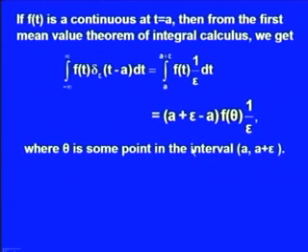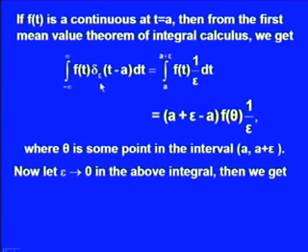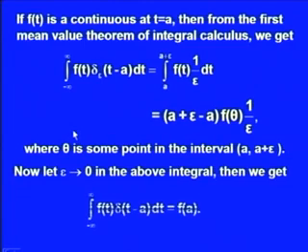Where theta is some point in the interval a to a plus epsilon, and then let epsilon go to 0. When epsilon goes to 0, we shall have delta epsilon (t minus a) tending to delta (t minus a). So, the left hand side tends to the integral over minus infinity to infinity of f(t) into delta (t minus a) dt, while on the right hand side epsilon will cancel with this epsilon, and f(theta) will tend to f(a) as epsilon tends to 0. So, the value of the integral of f(t) into delta (t minus a) over the interval minus infinity to infinity gives us f(a), the value of the function f at the point a.